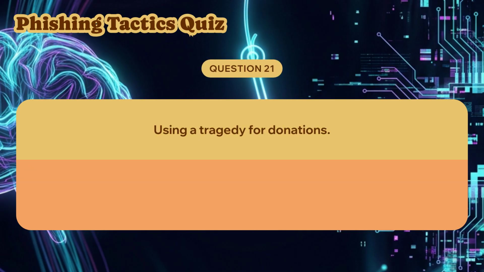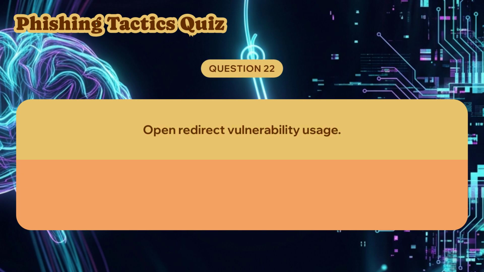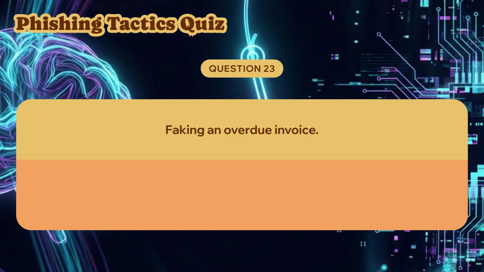Using a tragedy for donations. Open redirect. Correct vulnerability usage. Faking an overdue invoice.